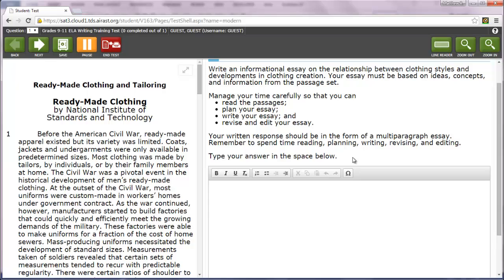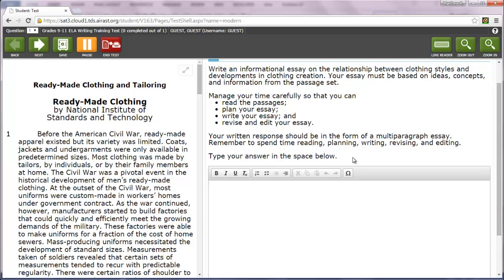Write an informational essay on the relationship between clothing styles and developments in clothing creation. Your essay must be based on ideas, concepts, and information from the passage set. Manage your time carefully so that you can read the passages, plan your essay, write your essay, and revise and edit your essay. Your response should be in the form of a multi-paragraph essay. Remember to spend time reading, planning, writing, revising, and editing. Type your answer in the space below.